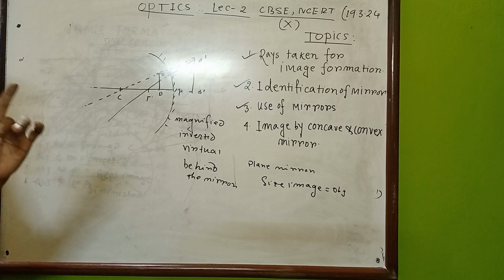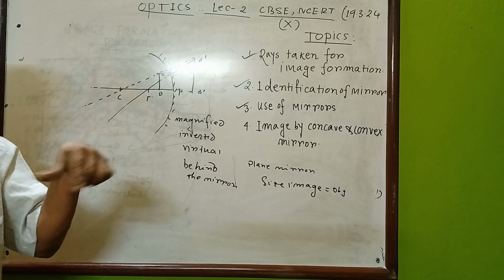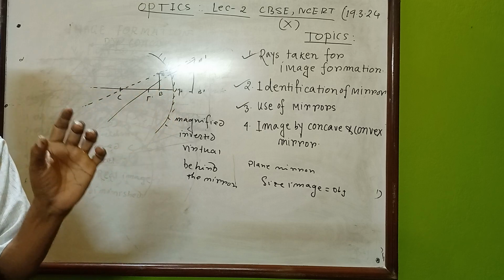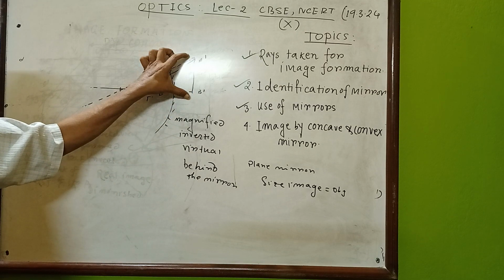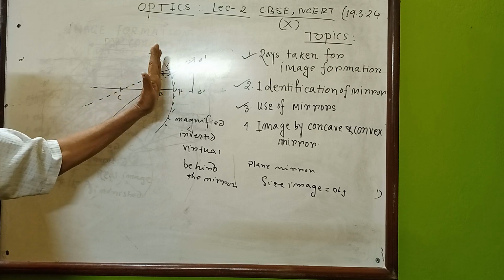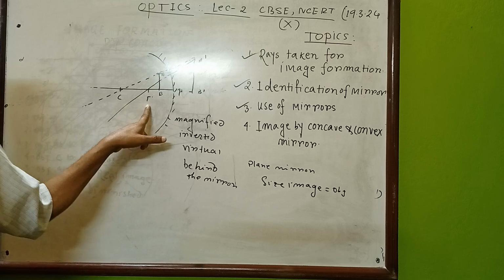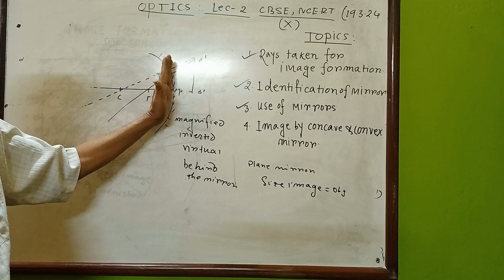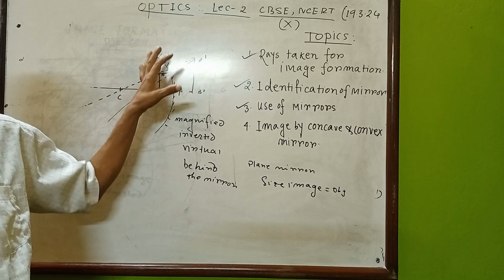But from C to F, you are getting a magnified, enlarged image beyond C. Then at F, you are getting the image at infinity. Then from pole to focus, when the object is in between pole and focus, you are getting an enlarged, magnified, virtual image obtained behind the mirror. This principle is used by dentists and ENT doctors. When the object is placed very close to the mirror, that means in between pole and focus, we are getting a magnified, enlarged, erect image.